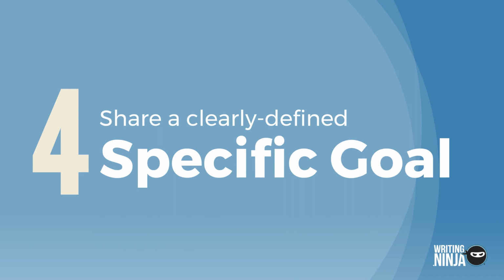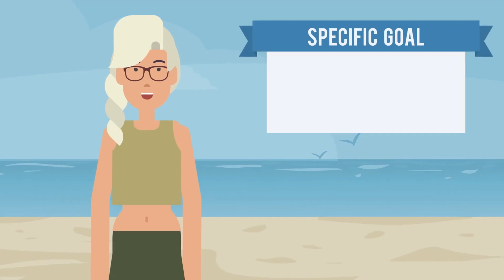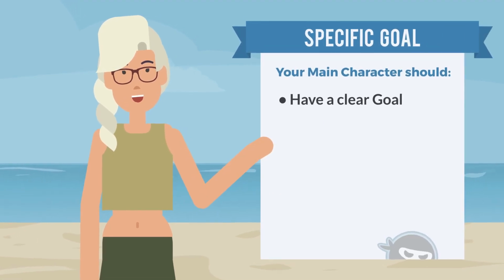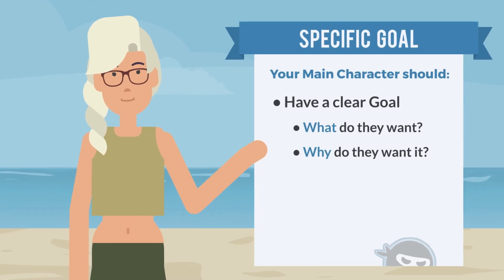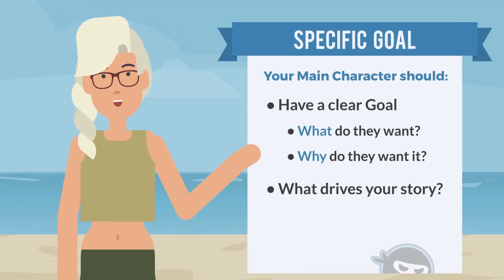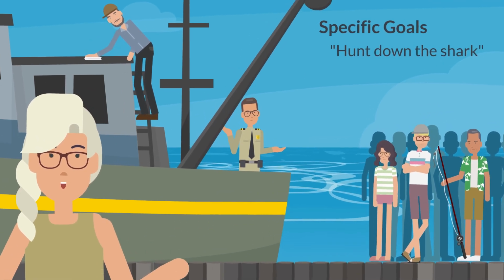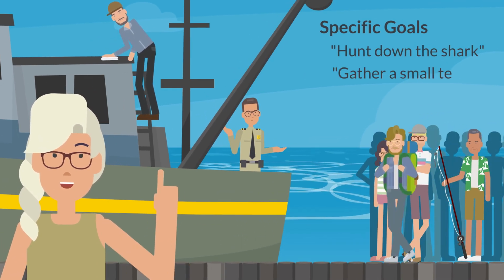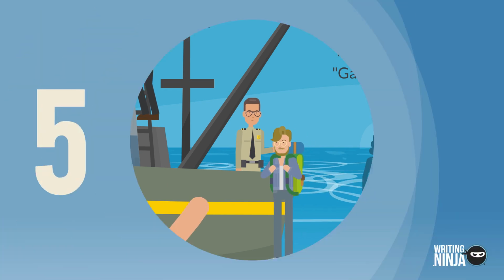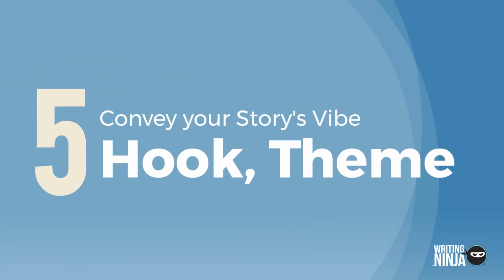Next, share your main character's goals. Make sure your main character has a clear goal. What do they want? Why do they want it? You want to allude to what drives your story forward in your logline. For Chief Brody, the goal is to hunt down the shark, so he needs to gather a small team to track and kill it. And finally, what makes your story unique?